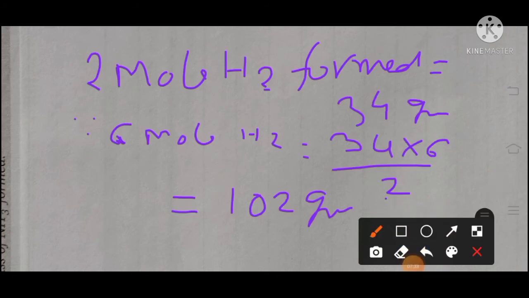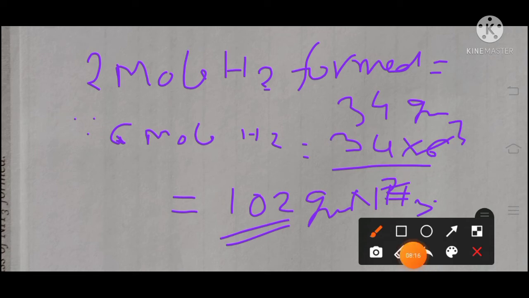Okay, that is 2 mole of H2 react with nitrogen form 34 gram of ammonia. So 6 mole of H2 react with nitrogen formed 34 into 6 divided by 2, 2 3s are 6, so 3 multiplied by 34, that is 102 gram of ammonia. That is the correct answer, 102 gram of ammonia formed. Why? 6 mole of H2 react with excess of nitrogen molecule. It is the answer.